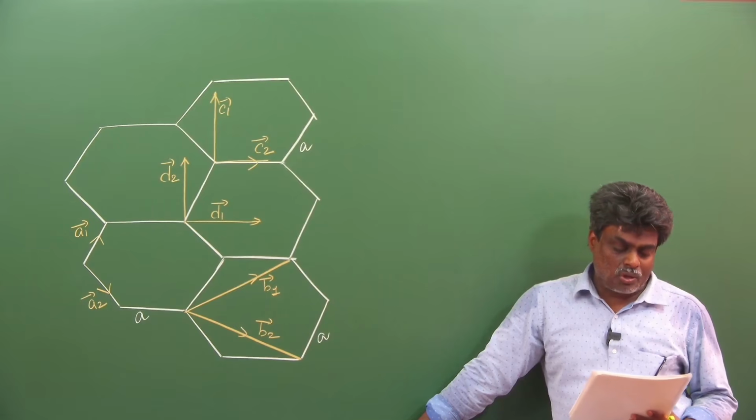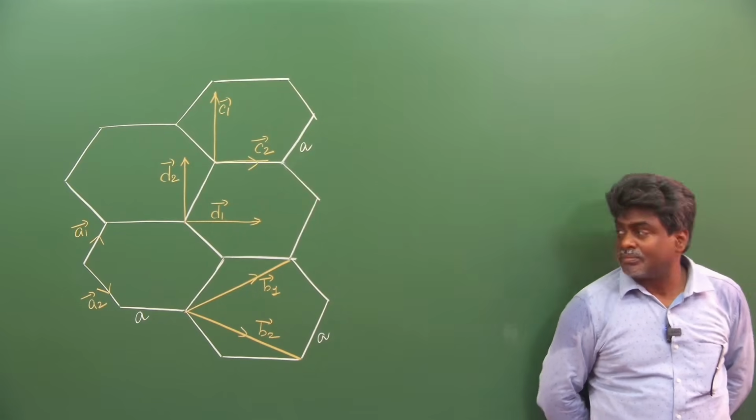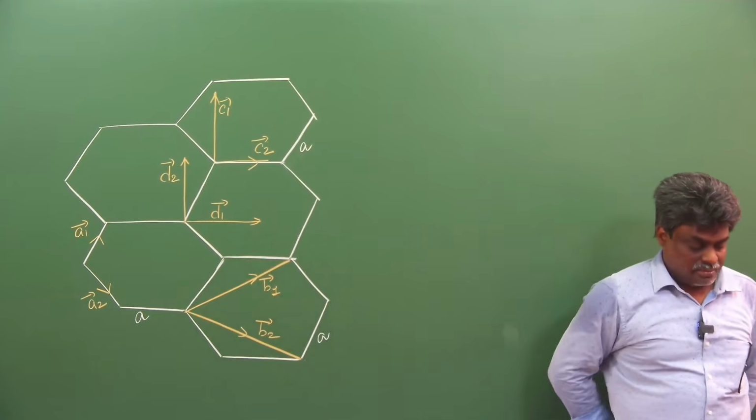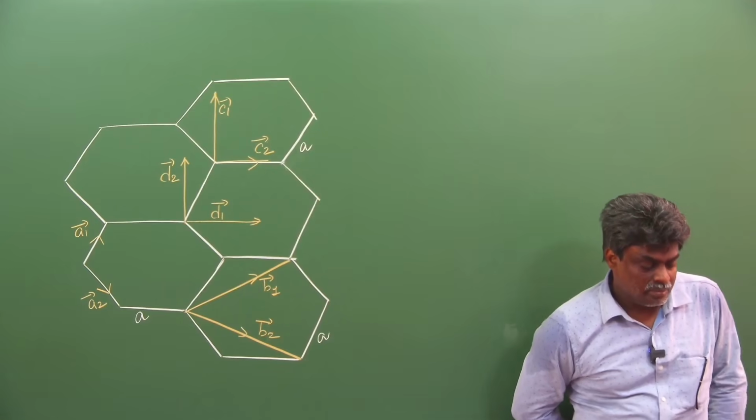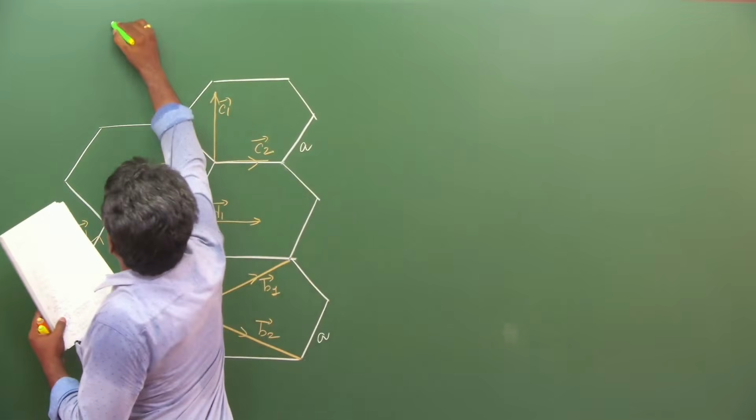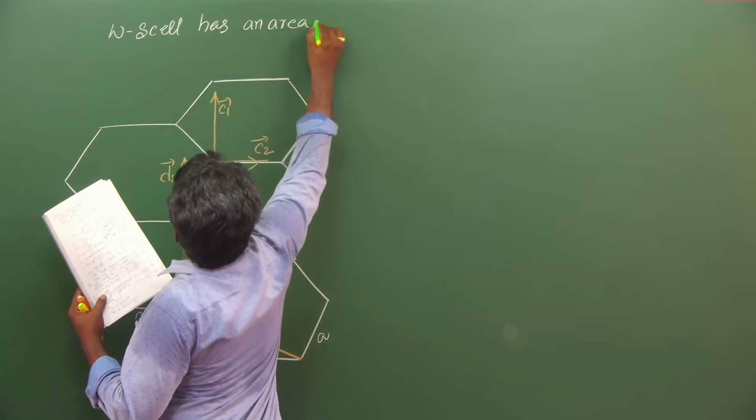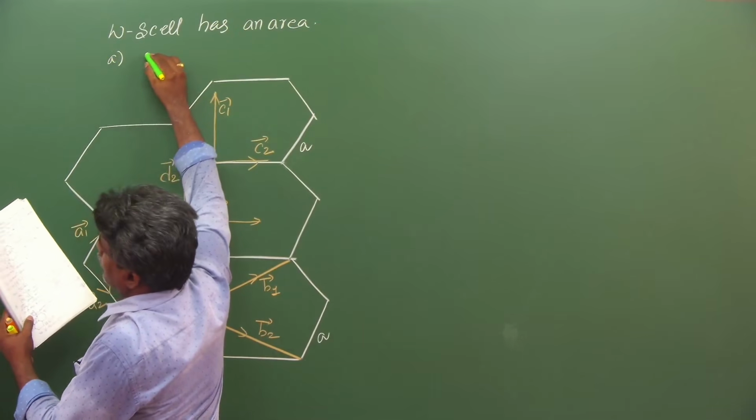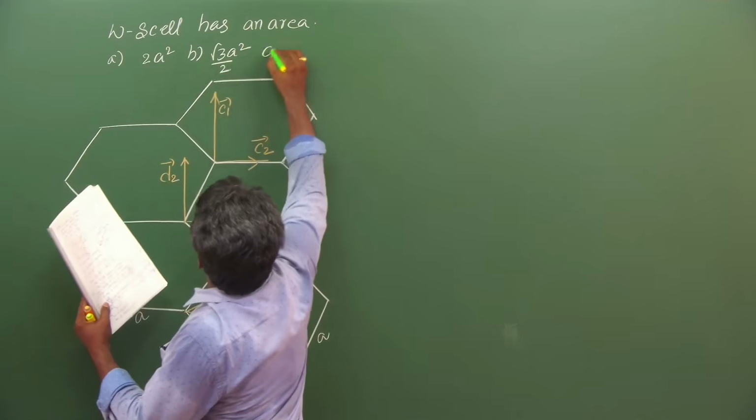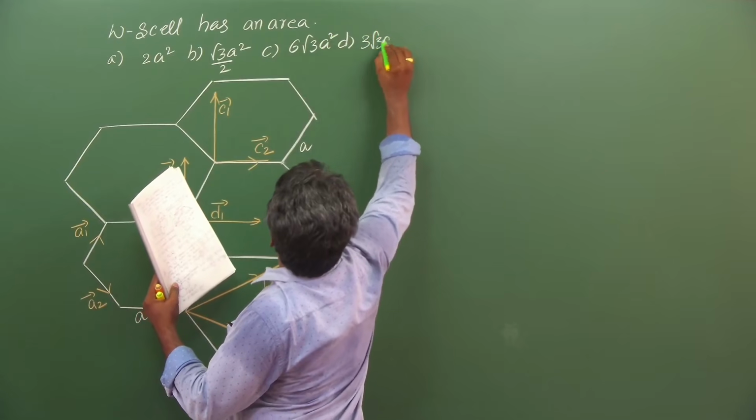The carbon atoms occupy the vertices. The Wigner-Seitz cell has an area: A, 2a square; B, root 3a square by 2; C, 6 root 3a square; D, 3 root 3a square by 2.